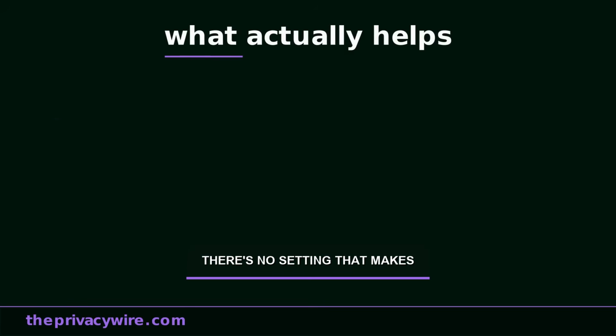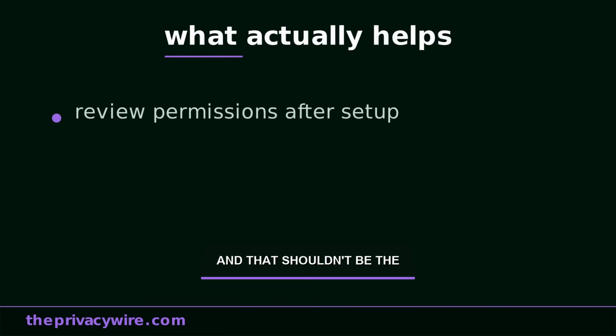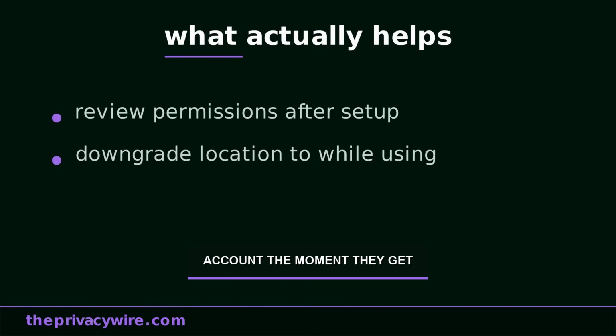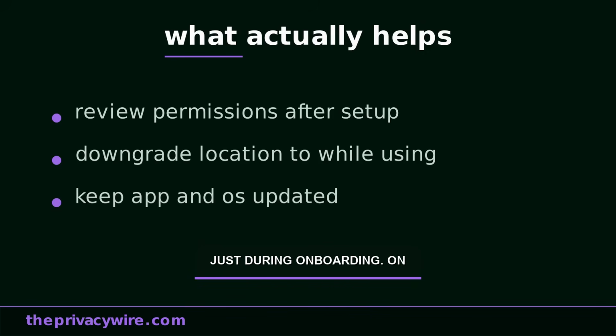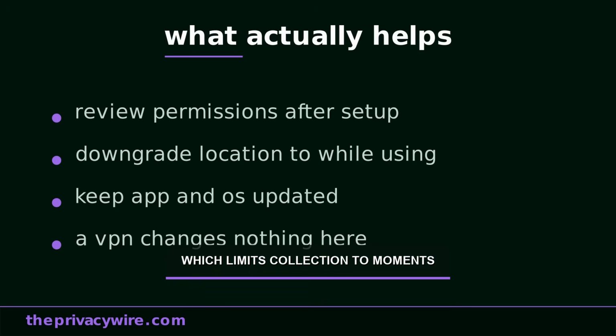There's no setting that makes a banking app collect nothing, and that shouldn't be the goal, since a chunk of this collection is what keeps a stranger from draining your account the moment they get hold of your password. A few things are still worth doing. Review your permissions again after setup, not just during onboarding. On both iOS and Android, you can downgrade location for your banking app from always to only while using the app, which limits collection to moments you're actually interacting with your account.